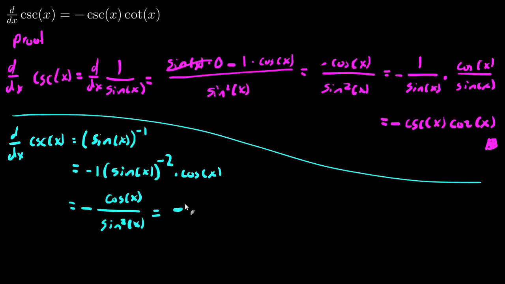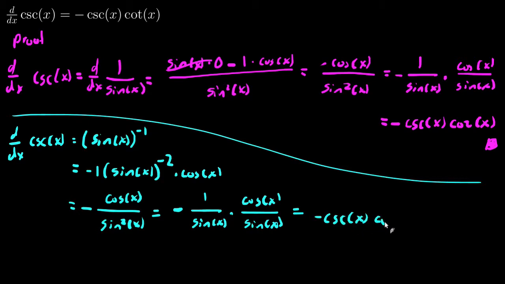So I would get negative, I'll split it up as 1 over sine of x times cosine over the other sine of x, which leaves us the same thing, negative cosecant x cotangent x. I almost forgot my QED.